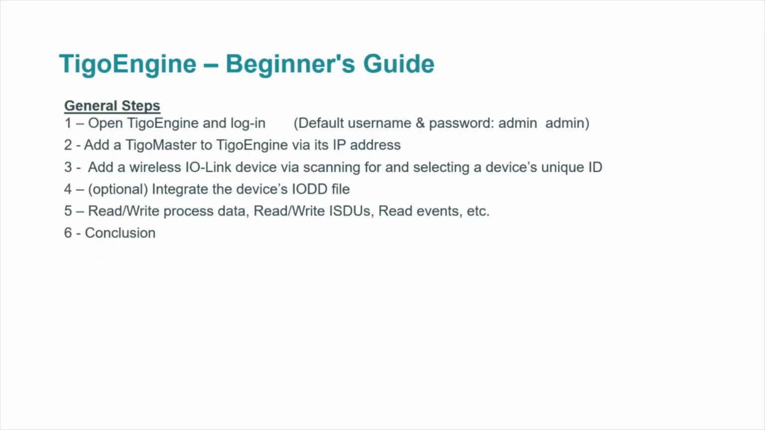1. Open TigoEngine and log in. Note that the default username and password is admin. 2. Add a TigoMaster to TigoEngine via its IP address. 3. Add a wireless IONLINK device via scanning for and selecting a device's unique ID. 4. Which is an optional step, integrate the device's IODD file. 5. Read all available data from the IONLINK sensor. This includes process data, IONLINK ISTUs, IONLINK events, etc.